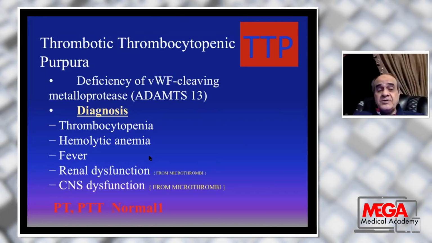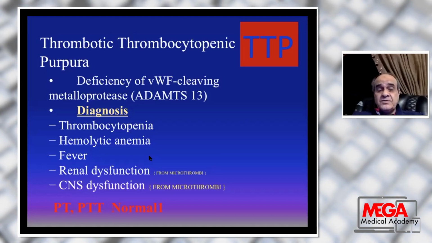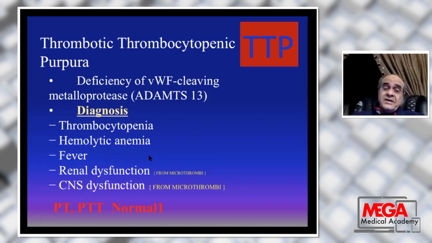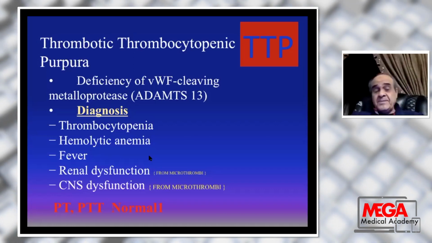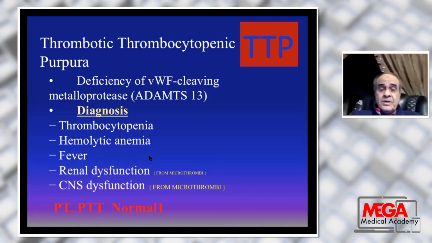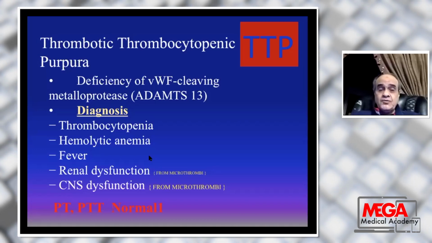But the coagulation factors, BT and PTT, are normal. CNS involvement ranges from a slight or mild headache up to confusion, up to coma in some cases. Renal dysfunction is also present, but in some cases not present; it may be more evident in hemolytic uremic syndrome than in TTP.